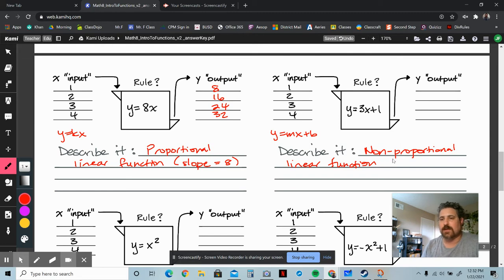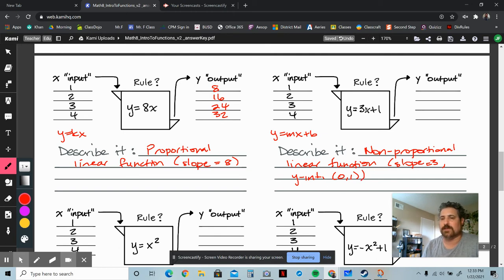And so let's do that. We're going to write in our slope value here. Our slope value of this one is the coefficient of x, which is 3. And our y-intercept value is going to be the thing that's added or subtracted. So that's 1. That means it crosses the y-axis at 1. So the ordered pair (0, 1) is the y-intercept. Okay? And we can now fill out the output values here.